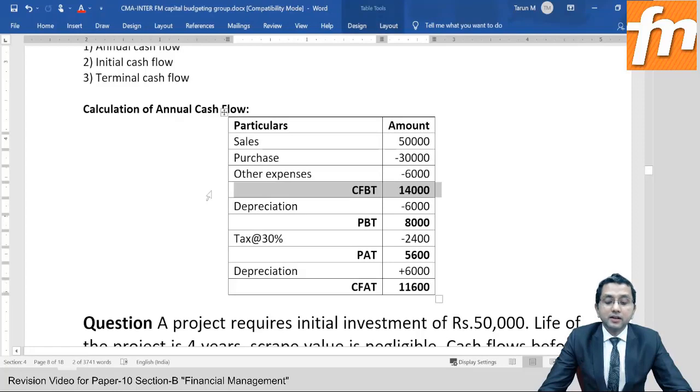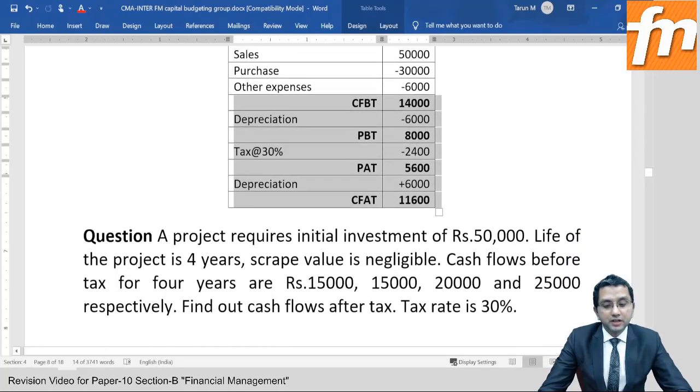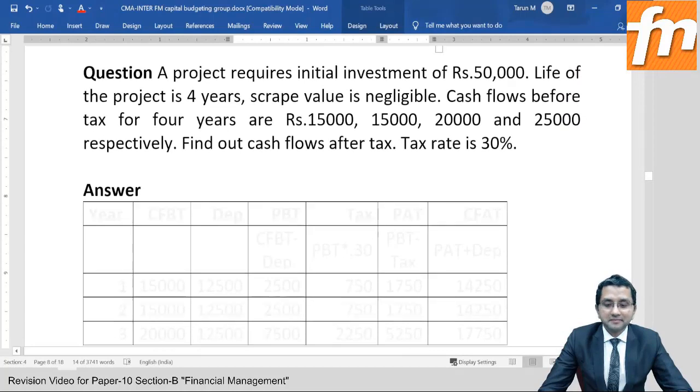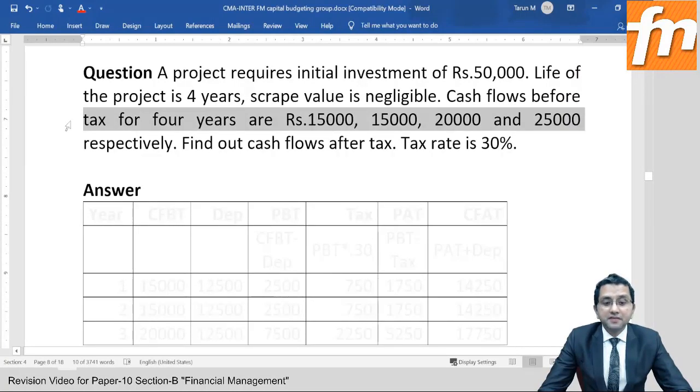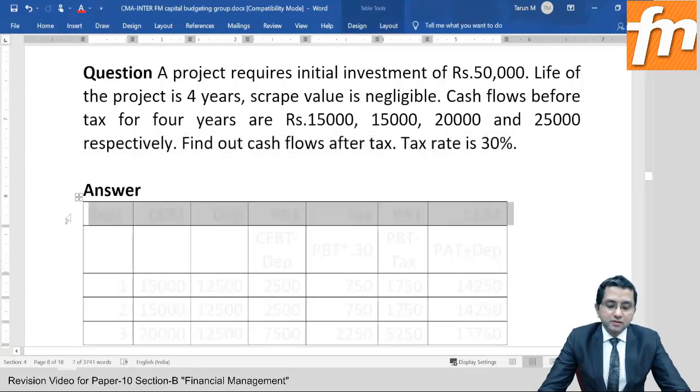we have landed here in the question, CFBT. Sales minus cash expenses. This is already done and a ready-made figure of CFBT is given. So we now just need to carry it forward up to CFAT. This is 15, 15, 20 and 25,000 for coming 4 years. Find out cash flow after tax if the tax rate is 30%. So, my dear friends, we'll make calculations in these steps.